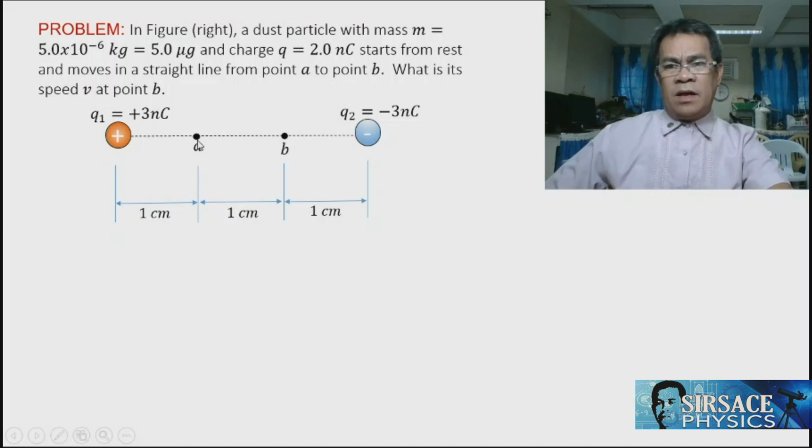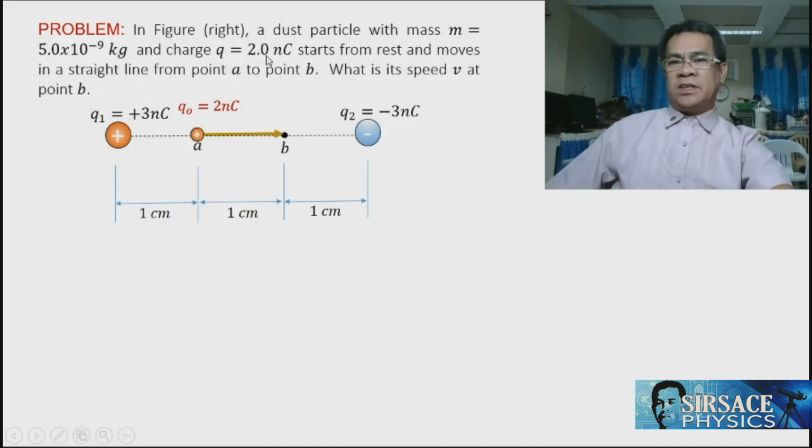Now take note that this is positive and this is also a positive charge, 2 nanocoulomb. So this will repel, and due to this charge, this will be attracted. Therefore, this charge will move in this direction with velocity. If it starts from rest, there must be a final velocity here. So that's the question: what is its speed at point B? How will you answer?